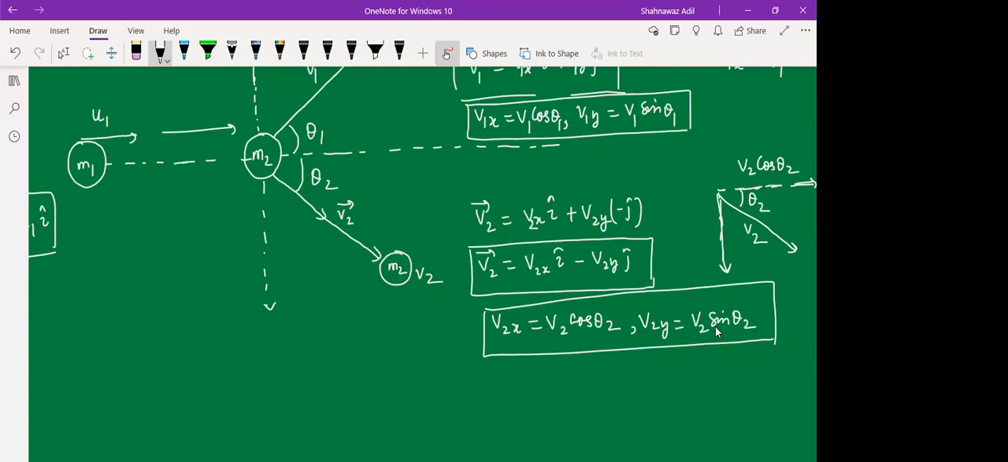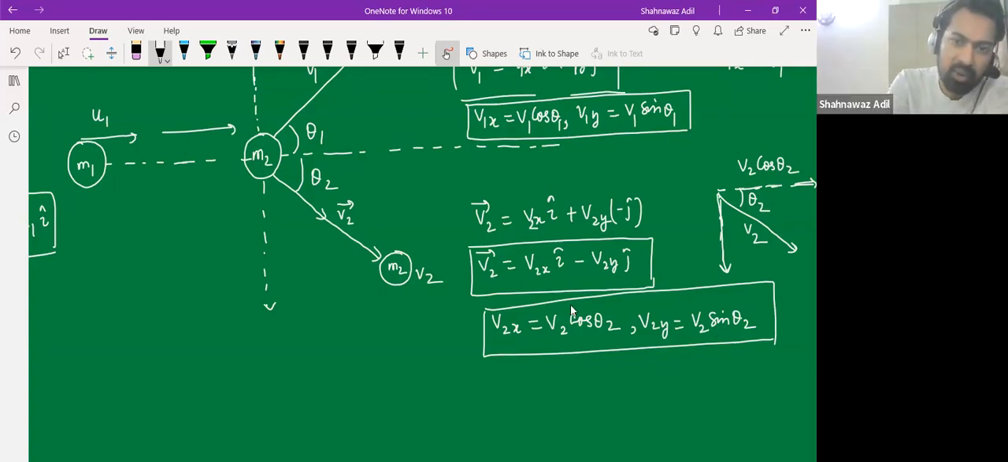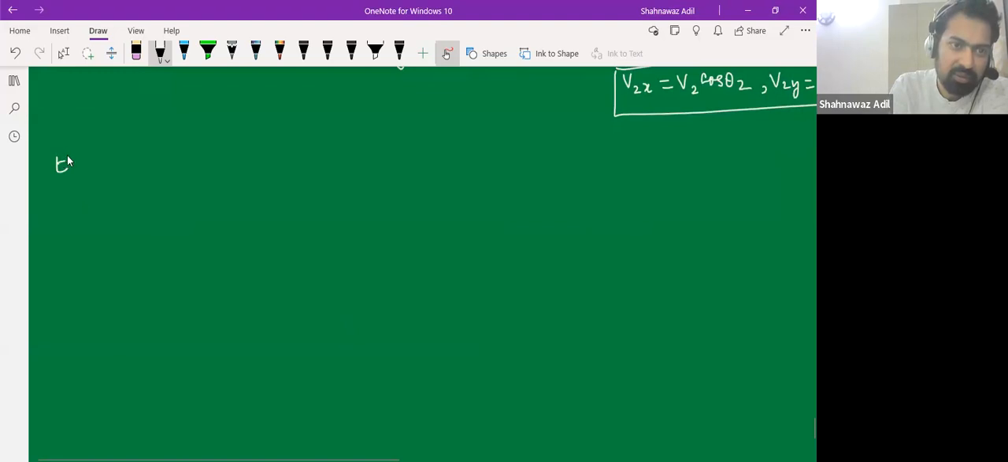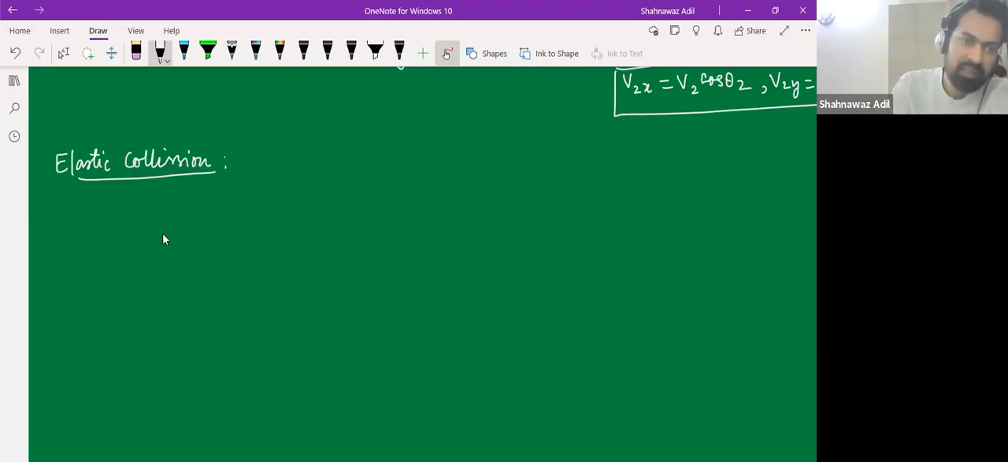Okay, so now for simplification, we will assume that this collision is elastic. Now for the elastic collision, what is the first criteria? Yes, guys, what is the first criteria? Momentum, or let me write it as, linear momentum is conserved.